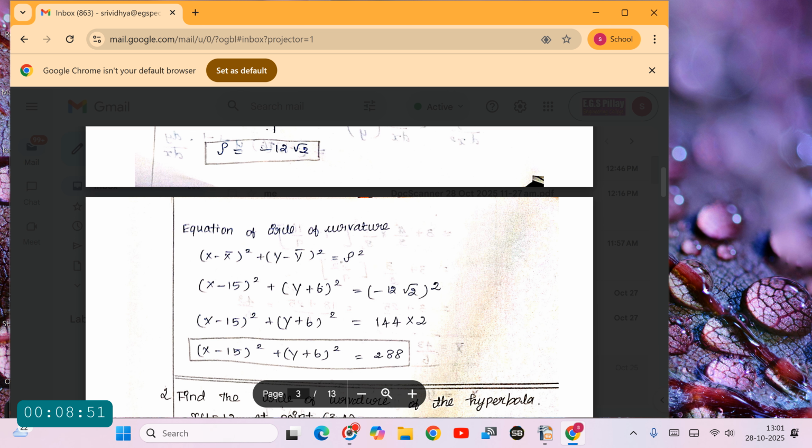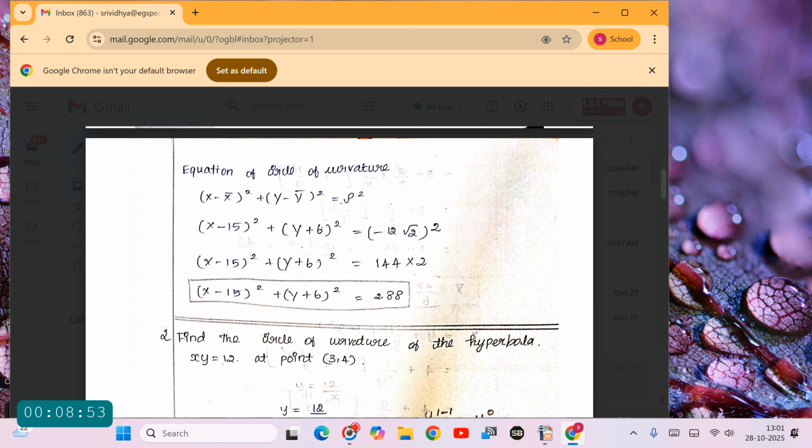The last part of the problem is to frame the equation of the circle of curvature. We write the equation x minus x bar the whole square plus y minus y bar the whole square equal to rho square. The x bar value is 15, y bar value is minus 6 and rho value is minus 12 root 2. So x minus 15 whole square plus y plus 6 whole square is equal to minus 12 root 2 whole square. So the equation of the circle of curvature for the given curve is x minus 15 whole square plus y plus 6 whole square equal to 144 into 2, 288, which is the required equation of the circle of curvature.